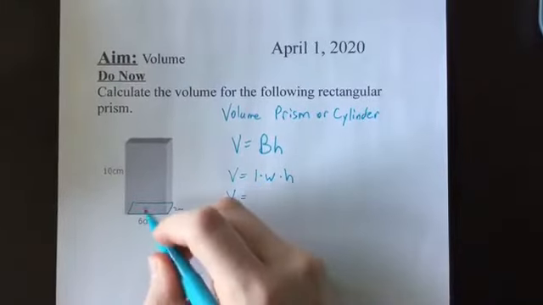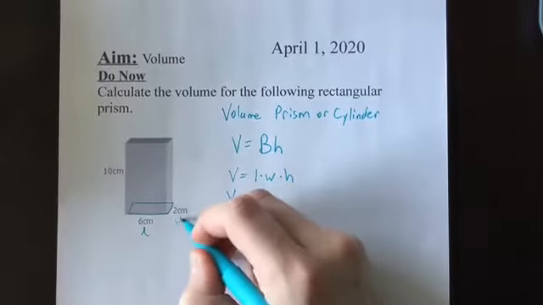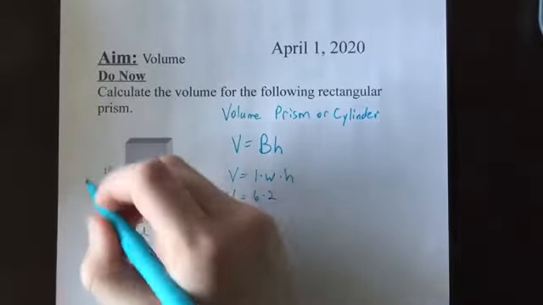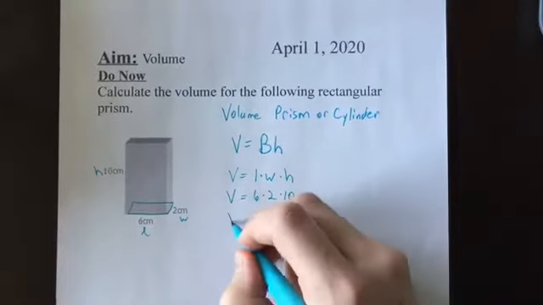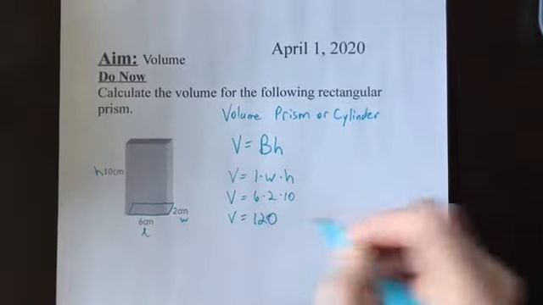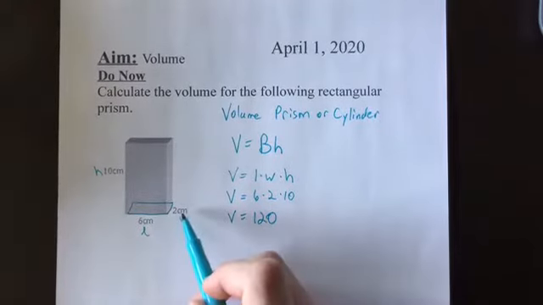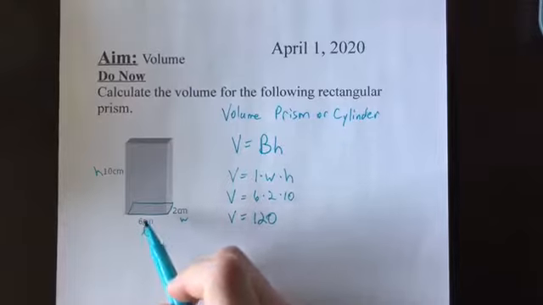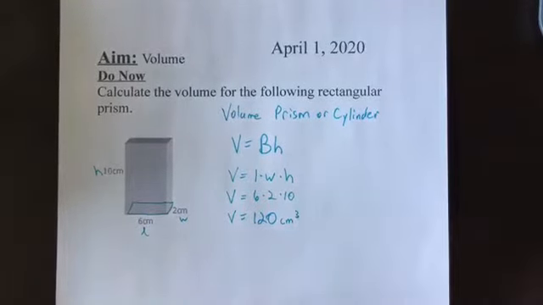So length, I'm going to say, let's call 6 the length, which makes 2 the width, and our height is 10. So our volume is going to be 120, and volume is a cubic unit because we've multiplied centimeters 3 times. Centimeter times centimeter times centimeter is going to be centimeters cubed.